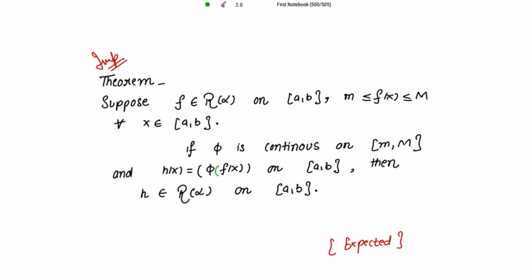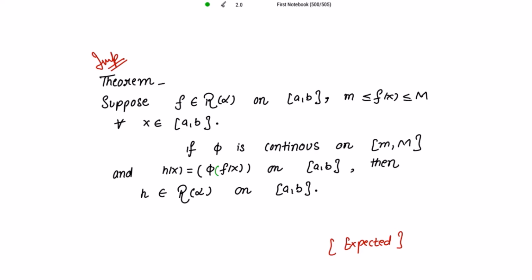There is a theorem which is very important. Suppose f is Riemann integrable on the closed interval [a, b], and f(x) is bounded between small m and capital M for all x belonging to the closed interval [a, b]. And second, if phi is continuous on the closed interval [m, M], and h(x) is equal to phi of f(x) on the closed interval [a, b], then I have to prove that h is Riemann integrable on [a, b]. Now here, two things are given to us.